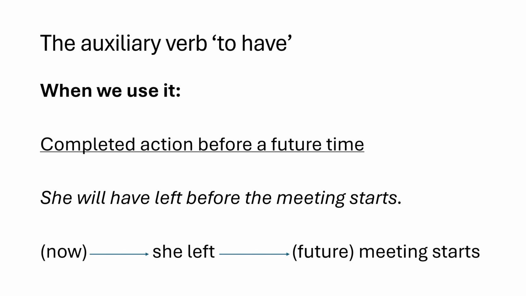We use the future perfect to say an action will be finished before a specific point in the future. For example, she will have left before the meeting starts. Now, she is still here. In the future, she will have left, but before the meeting starts later.